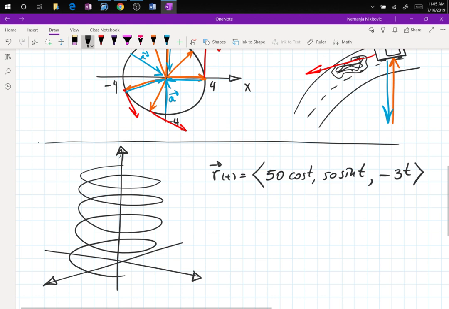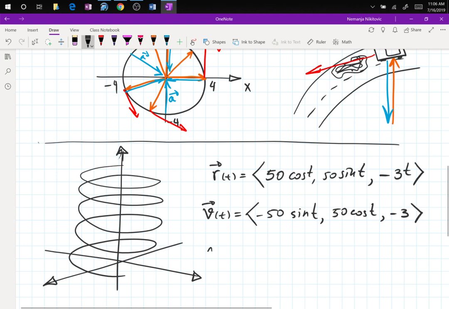So this is your position vector for this bird of prey coming down on a helix path. And then you can calculate the velocity very quickly by taking independent derivatives, which is negative 50 sine t, positive 50 cosine t, and then negative 3.